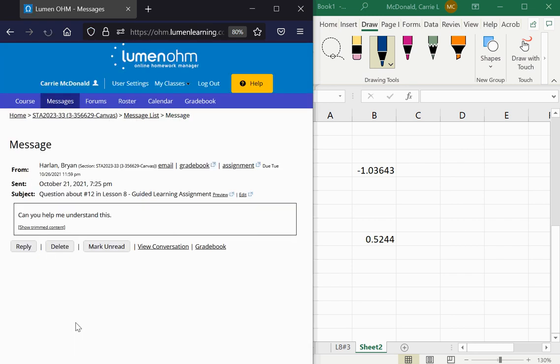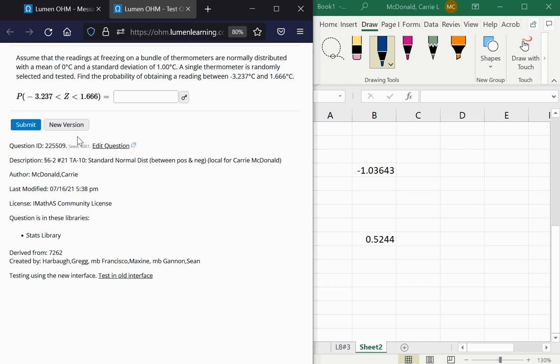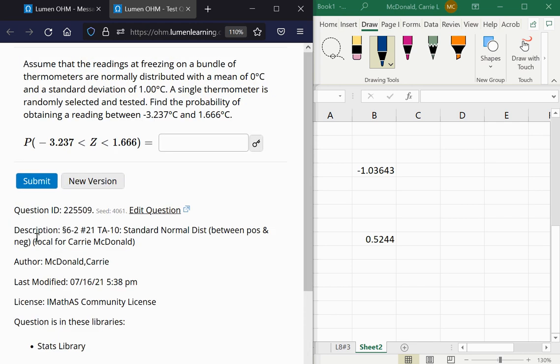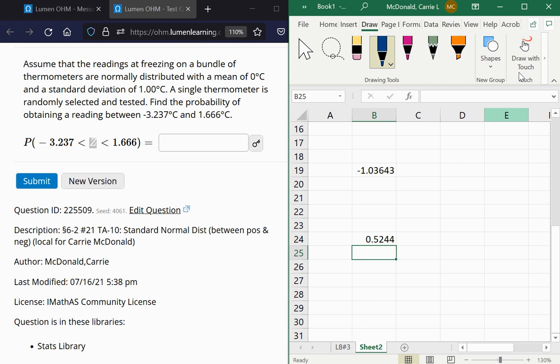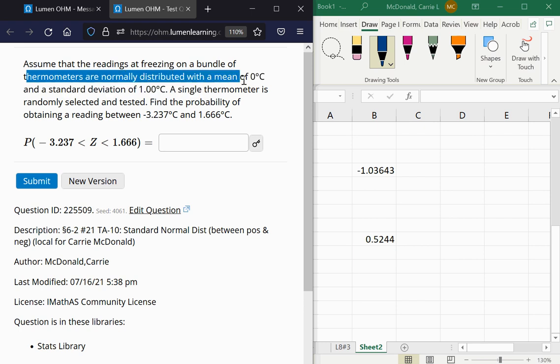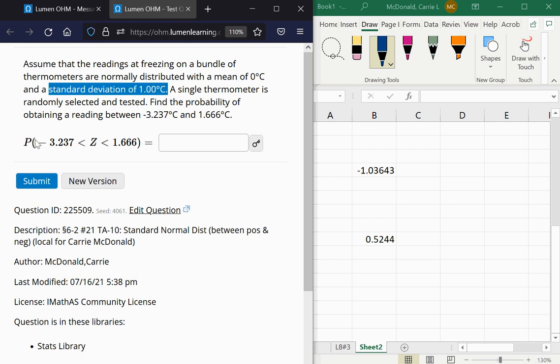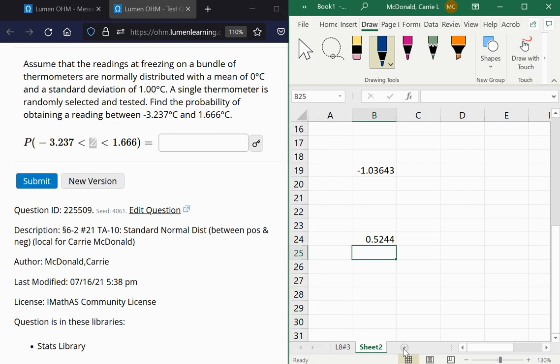Okay, the next question on here. Assume that the readings at freezing on a bundle of thermometers are normally distributed with a mean of 0 and a standard deviation of 1. A single thermometer is randomly selected and tested. Find the probability of obtaining a reading between these two temperatures. Right, so you're finding a probability, a between area. Okay, so since we have these thermometers, which normally read at a mean of 0, standard deviation of 1, what we have are z-scores. So we're using the z-score table or Excel to answer these questions.